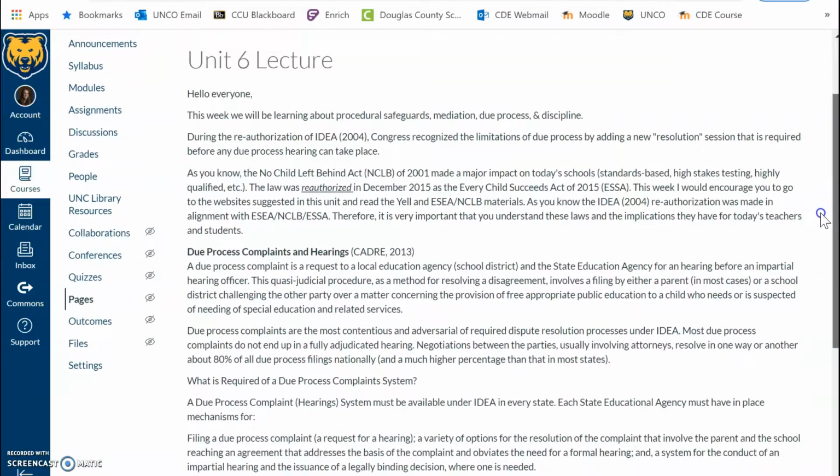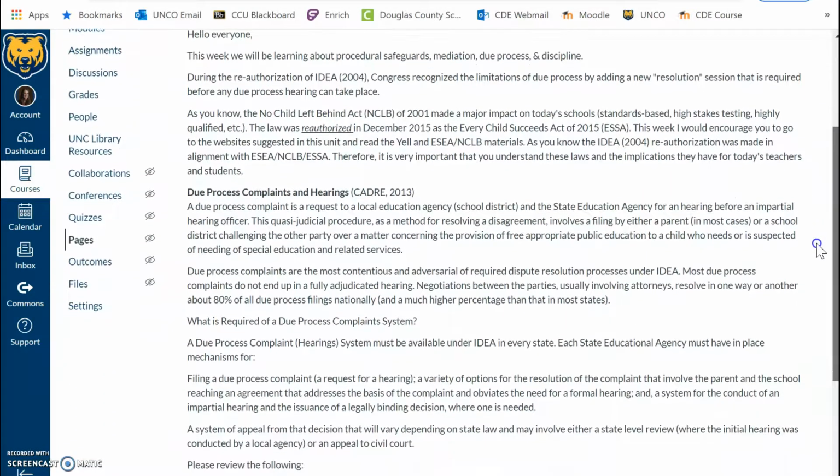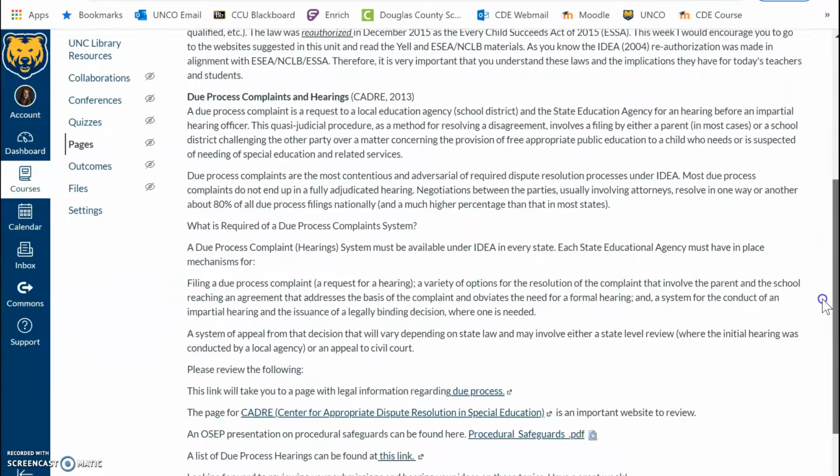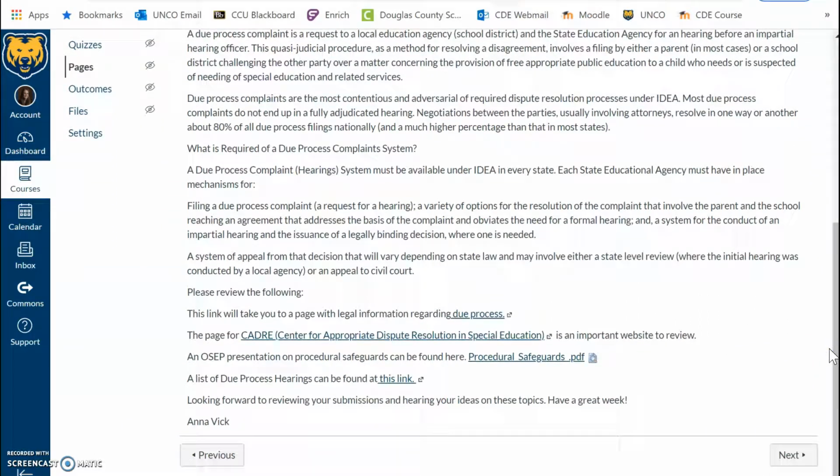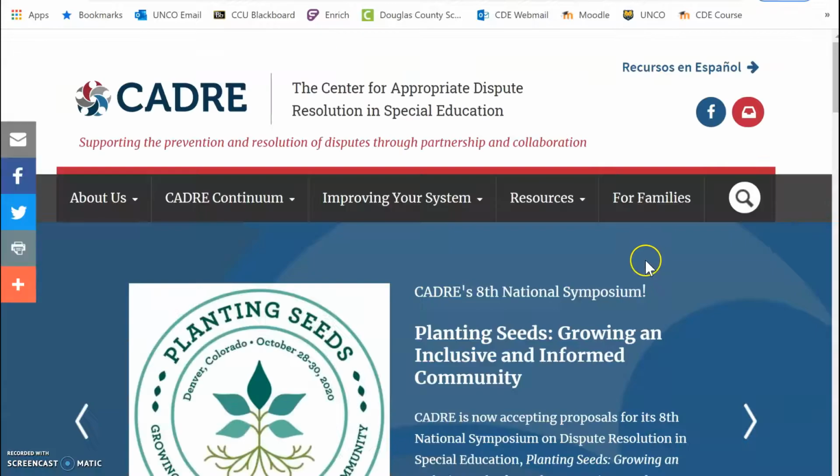So this page provides you some introductory information on due process, conflict in special education. One of the most important websites for us to review in this unit is called Cadre, which is the Center for Appropriate Dispute Resolution in Special Education. So please do review all the information and the links provided here. But Cadre is going to be one of the most important websites that you look at.